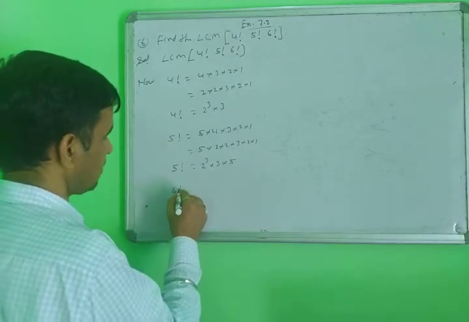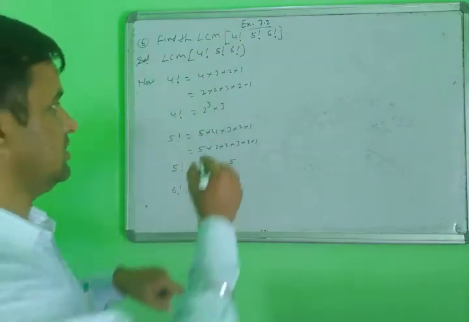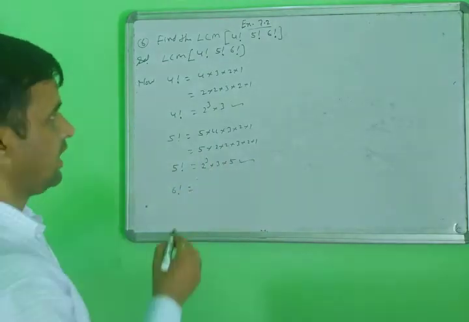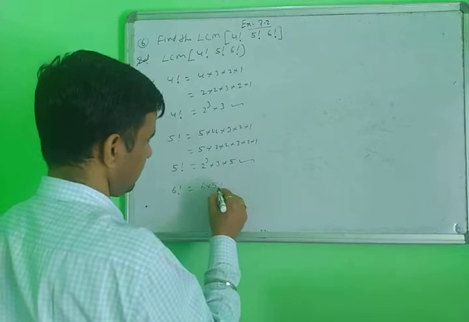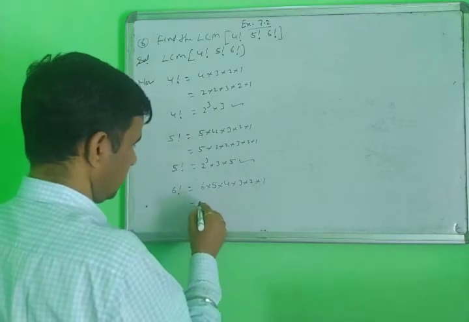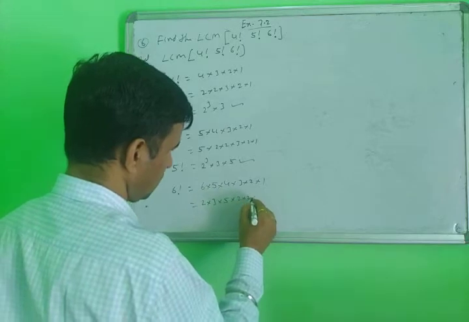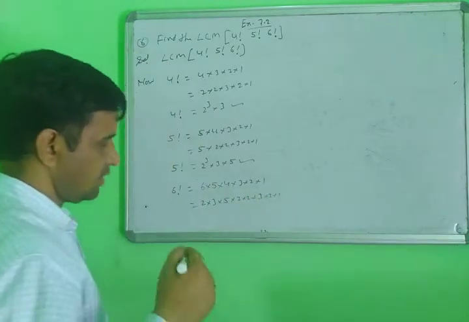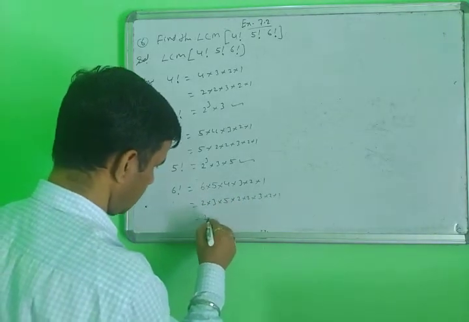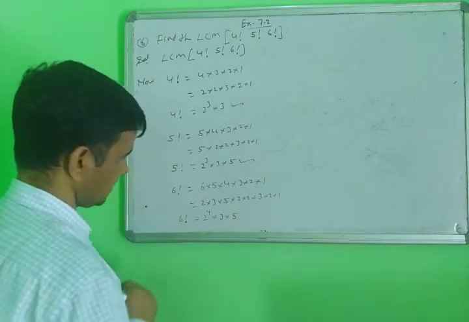And similarly you can write here factorial 6. This is the factors of factorial 4, and this is the factors of factorial 5, and now factorial 6. 6 into 5 into 4 into 3 into 2 into 1. Then you convert here 2 into 3, 5, and 2 into 2, and 3, 2 into 1. So how many 2s? 1, 2, 3, 4. So 2 exponent 4 into 3 into 5. This is the value of factorial 6.